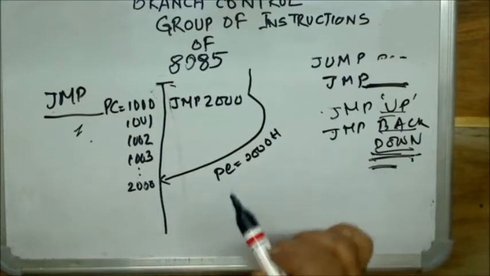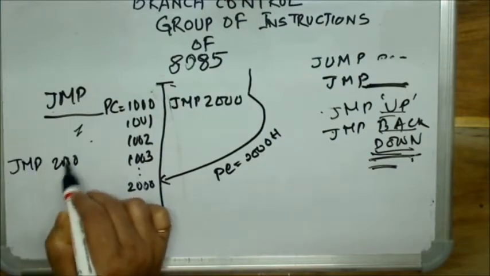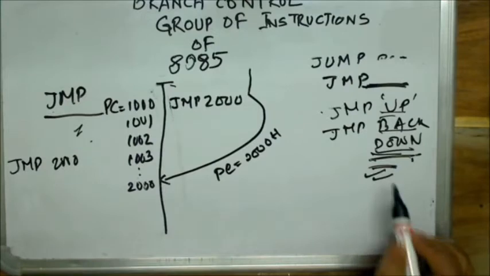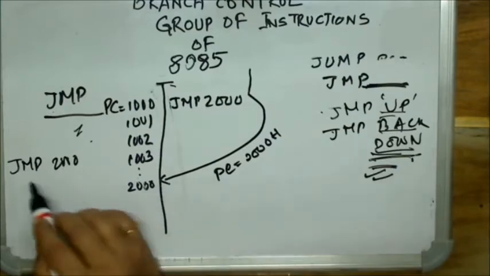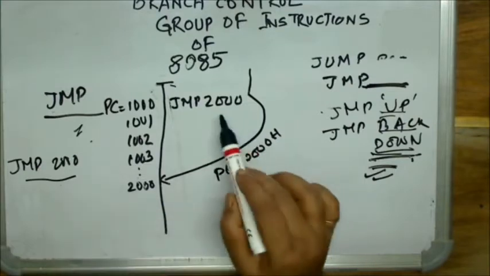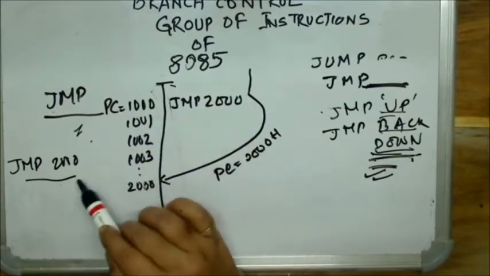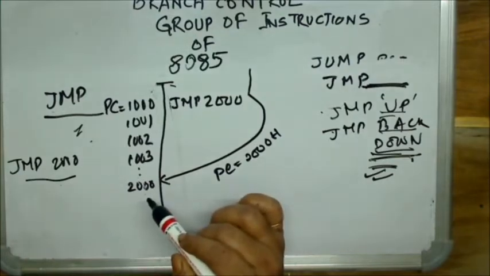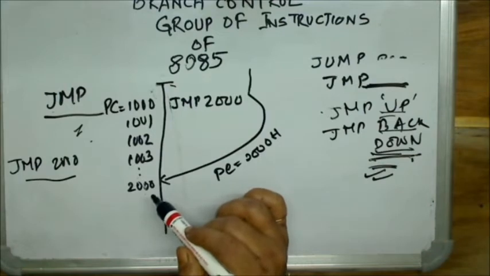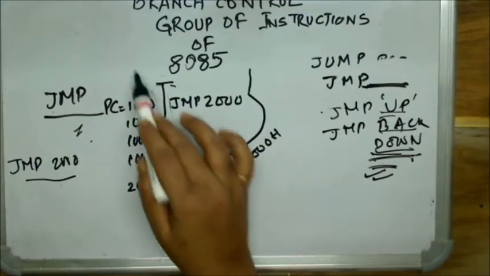So when I write jump 2000, this point will become more and more clear as we proceed. So what does this mean? Here my intention is to go to memory location 2000. Jump 2000 means my intention is to go to memory location 2000. Are you clear?